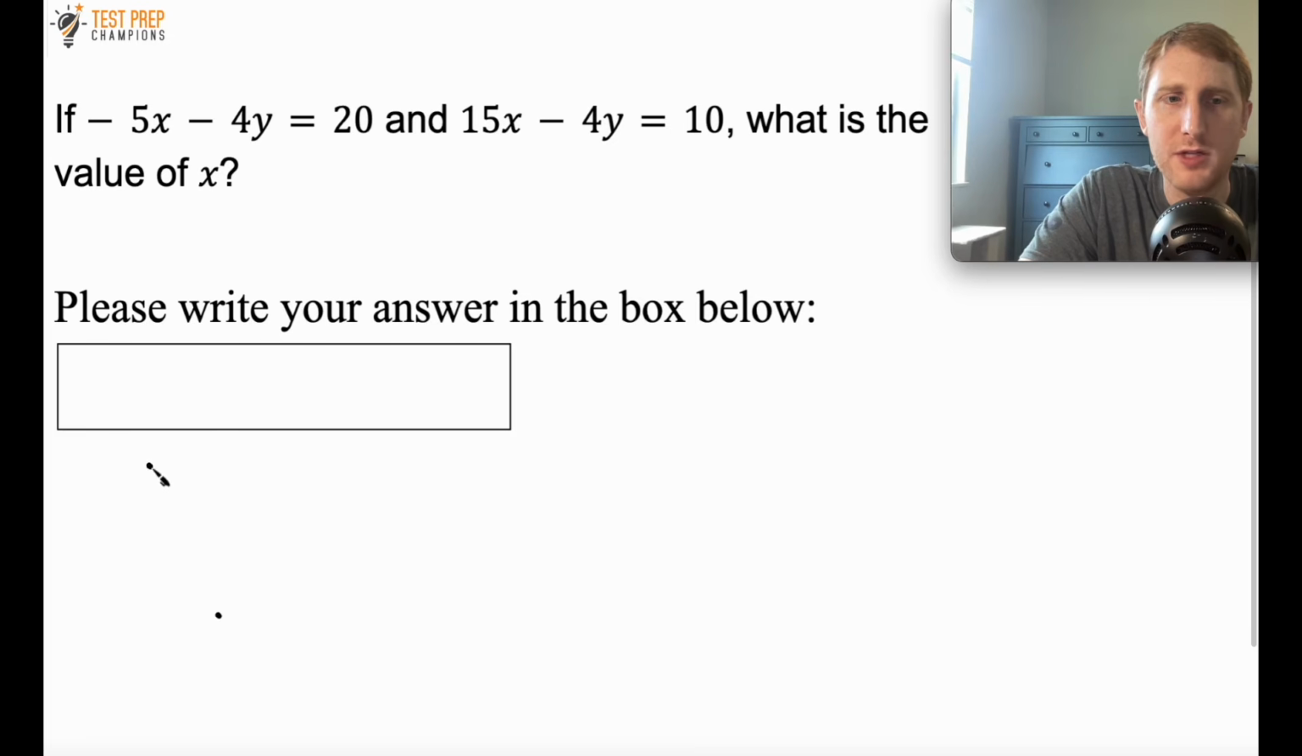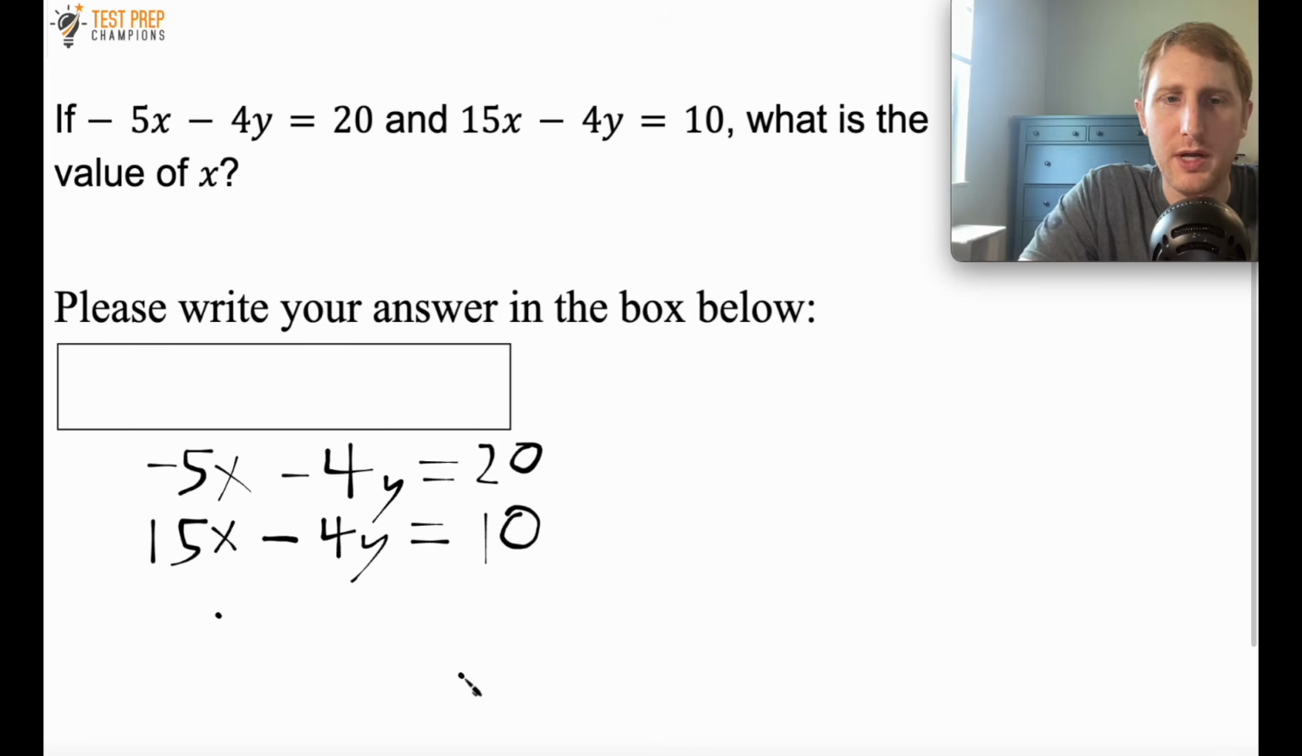Okay, so the first thing that I'm going to do here is I'm going to rewrite these so that they're stacked on top of each other. So let me do that now. So now what I'm going to do is make a change to one of the equations so that the y's will cancel out when I add them. And the reason I want the y's to cancel out is because it's asking what is the value of x.